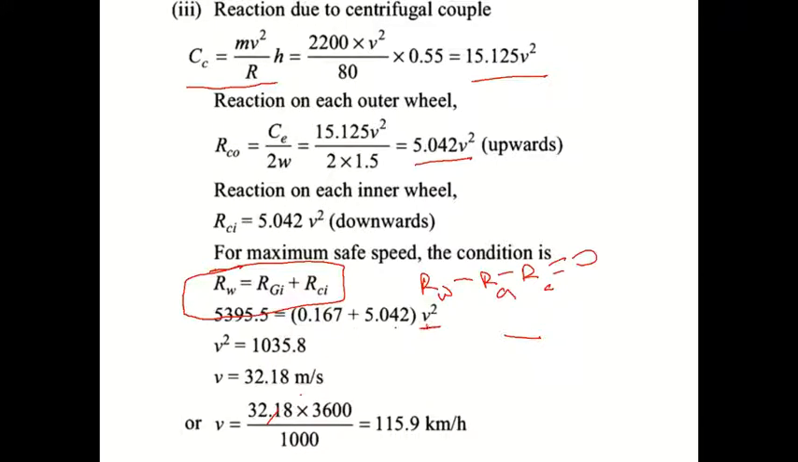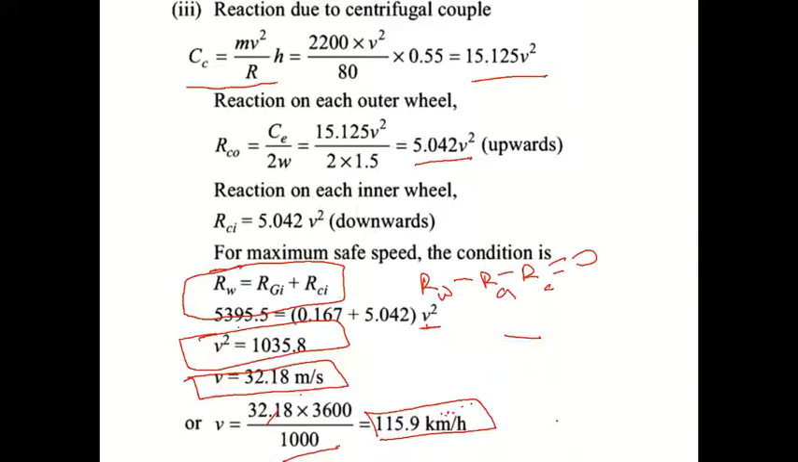Now add it and bring it here, finally you will get v square as 1035.8 and the v value is 32.18 meter per second. If you convert meter per second into kilometer per hour, you have to multiply with 3600 and divide with 1000. You will get the answer in kilometer per hour. So the velocity of the wheels will be 115.9 kilometer per hour.